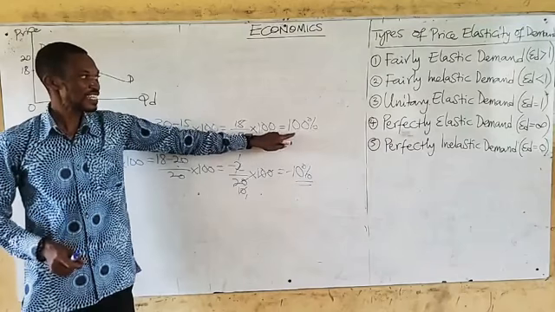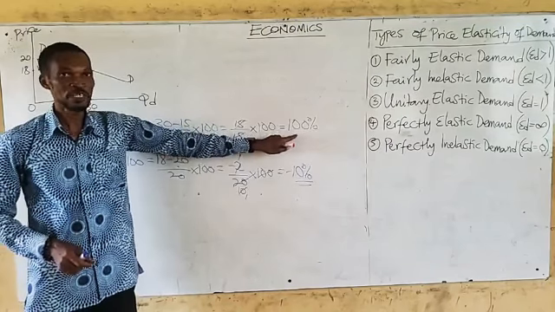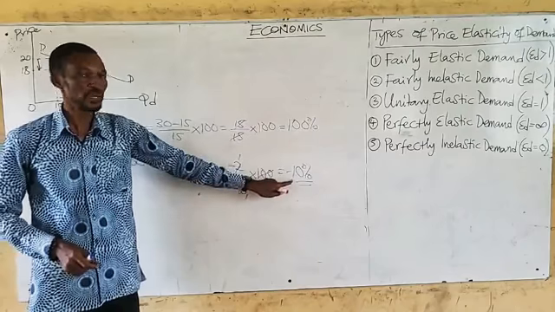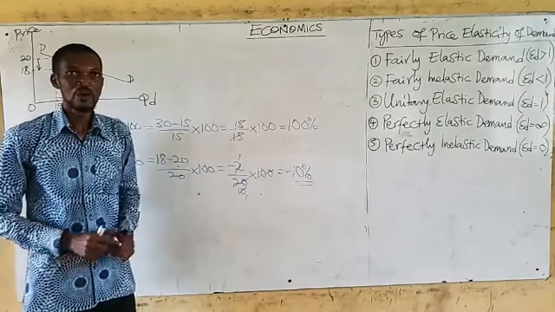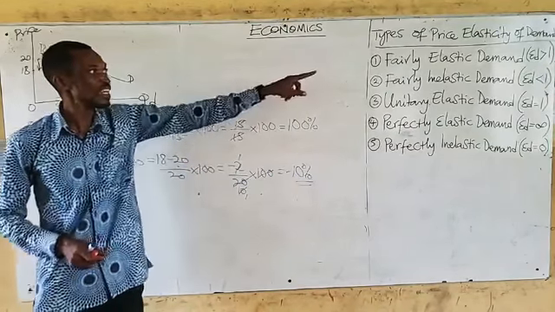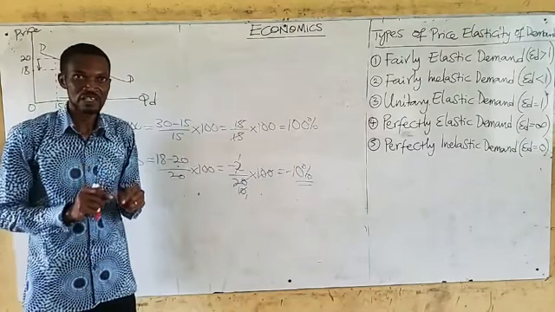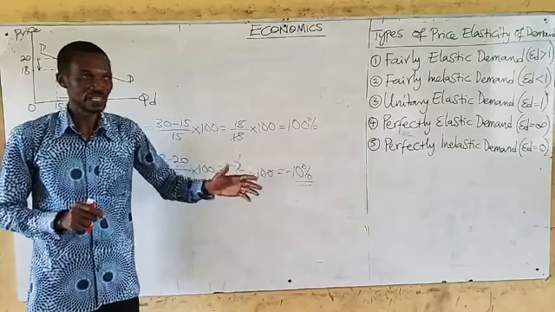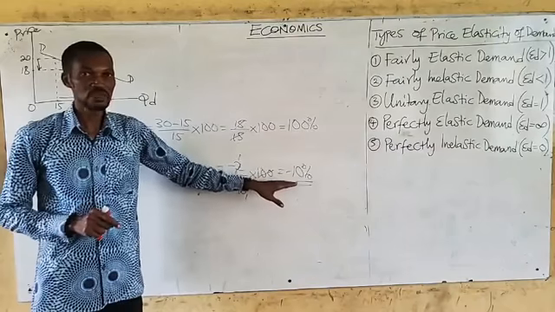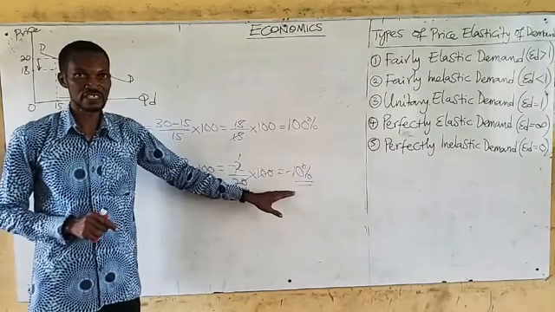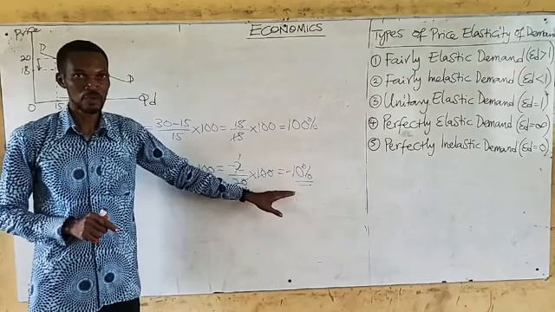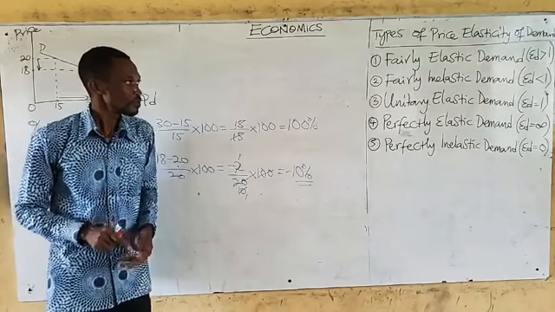Compare, the percentage change in quantity demanded is 100%, while the percentage change in price is 10%. Automatically, this will lead to fairly elastic demand. That is what we said, that fairly elastic demand is when the percentage change in quantity demanded is greater than the percentage change in price. And it has reflected here. Are we okay? Very good.